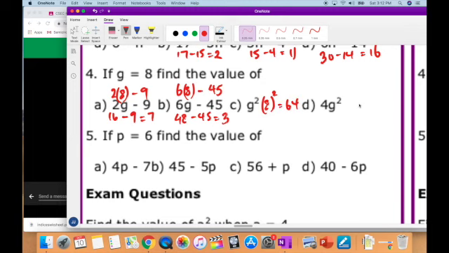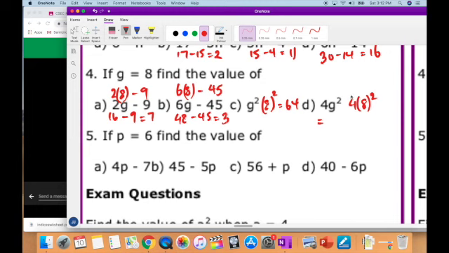And then this one is what? 4 brackets 8 squared is equal to 256. Yeah, well, what did you do? Did you square the 8 first? Did you multiply 4 by 8 first? I think I squared 8 first and then multiplied.